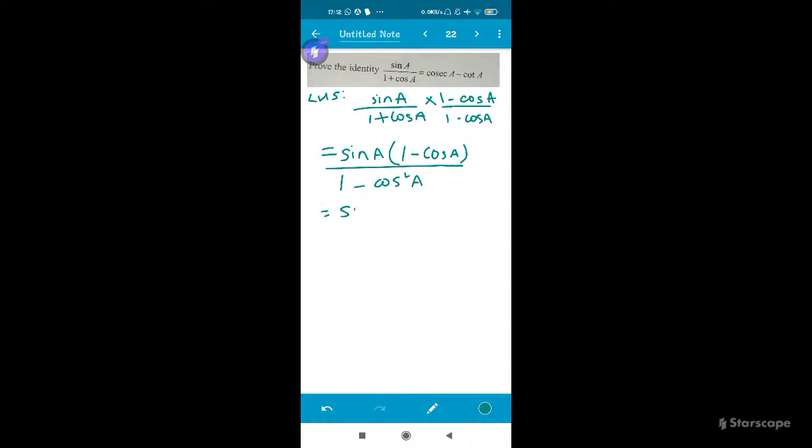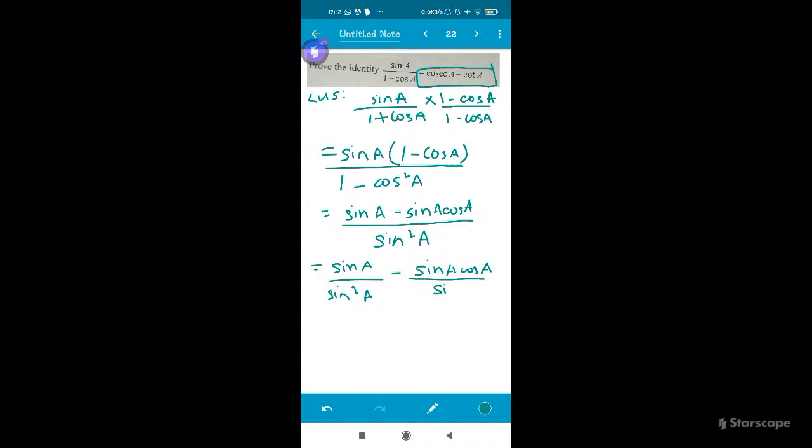So sin A into, let's multiply it rather. So sin A minus sin A cos A divided by 1 minus cos square A, which is sin square A. Now what do we see? We have to bring it in this form. So we will just separate it. We will separate the two terms of the numerator in this manner. Sin A by sin square A minus sin A cos A divided by sin square A.